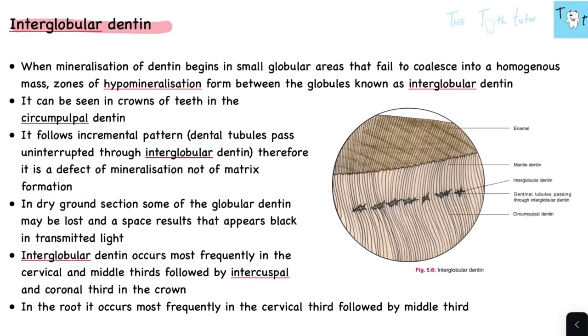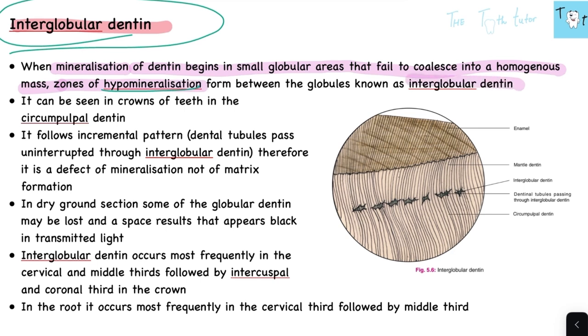Now coming to interglobular dentin. So this is the last topic for this lecture. It is a type of dentin, a hypomineralized structure. So it is formed when mineralization doesn't take place properly. The mineralization of dentin begins in globular areas that fail to cohere to form a homogeneous mass. Then the zones of hypomineralization form between the globules and that is known as interglobular dentin.